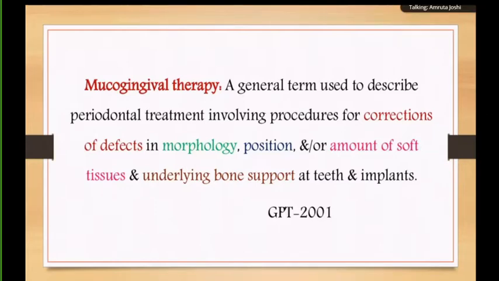We'll just start. Okay. So, mucogingival therapy and periodontal plastic surgery. What do you think is the difference between mucogingival surgery and periodontal plastic surgery? The topic for today is periodontal plastic surgery. But before that, from the historical point of view, we should know what mucogingival therapy is. It is a general, umbrella term used to describe periodontal treatment involving procedures for corrections of any defects in the morphology, position, amount of soft tissues and underlying bone around teeth as well as around implants. Okay, so this is the definition of mucogingival therapy.